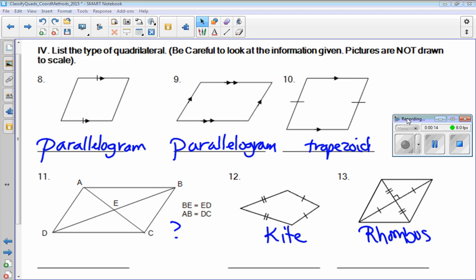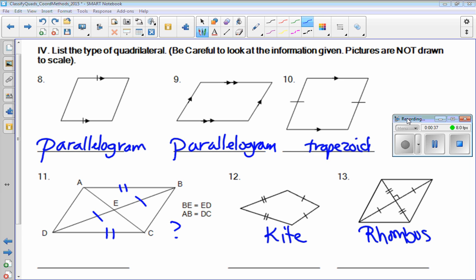I didn't get an answer for 11, did you? We know something about one of the diagonals, and we know something about one of the pairs of sides, but that doesn't really tell us anything. Would you agree? You can't say anything else. But you don't know that. All you know is this congruent information.